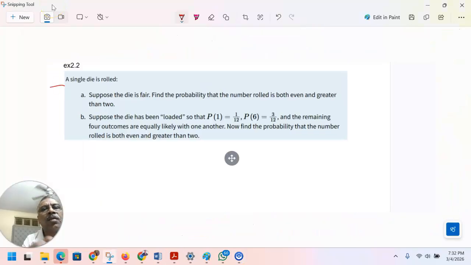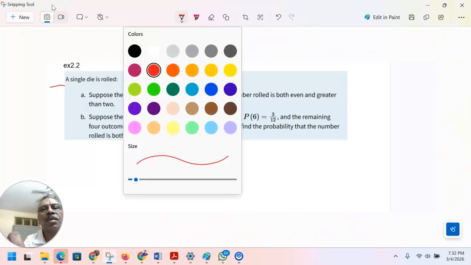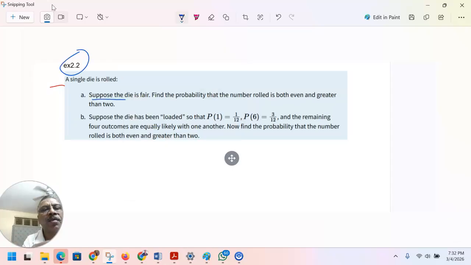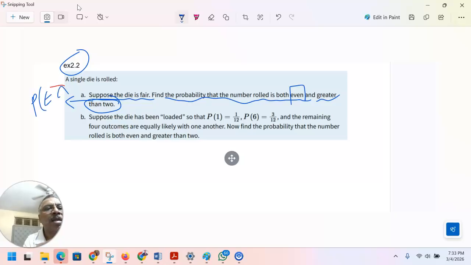Okay. Now, this is the same question. This is example number 2.2 on your paper. Check it out. Suppose a fair die is rolled. Find the probability that the number rolled is both even and greater than 2. We already worked this out in the previous problem, and we've seen that it was 2 out of 6. Now the second question is, suppose the die has been loaded.